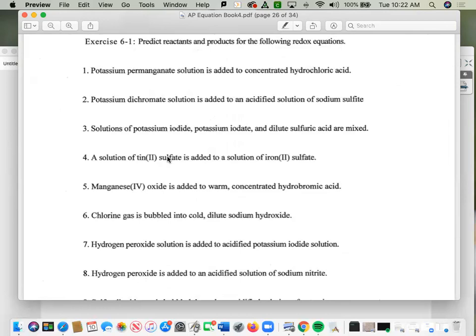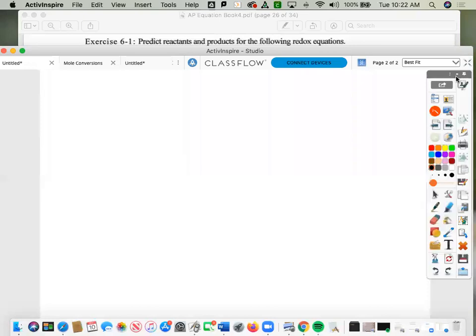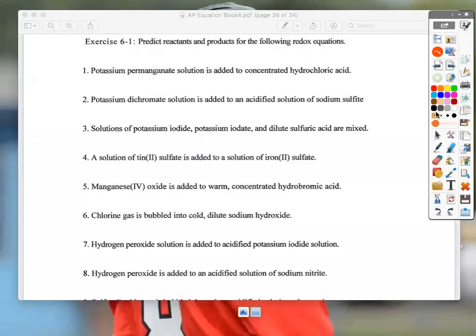Okay, so let's start doing these one at a time. So I think maybe the best thing to do, I will just write over top of this. How about that? And so if you want to keep reference to that chart, we can do that as well.